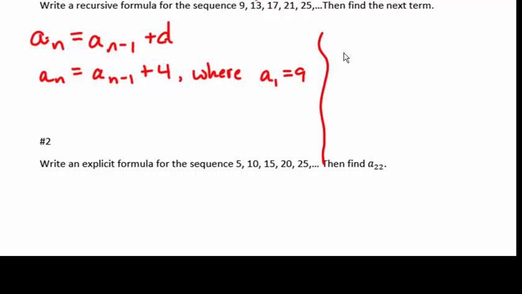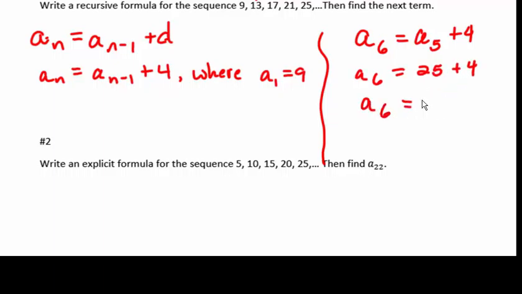Find the next term. So finding the next term would be simply, in this case, adding 4. If you were to use the formula, you would find a sub n equals, actually 1, 2, 3, 4, 5. It's the sixth term. A sub 6 equals a sub 6 minus 1, which is a sub 5, plus 4. A sub 5 we know as 25. So 25 plus 4. So a sub 6 should give us 29.